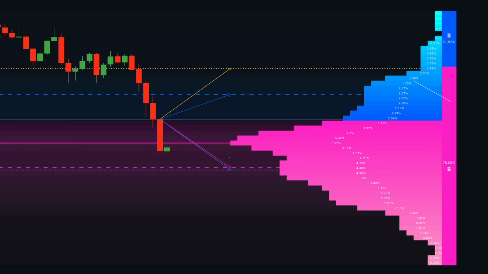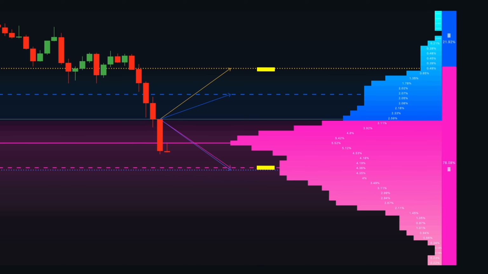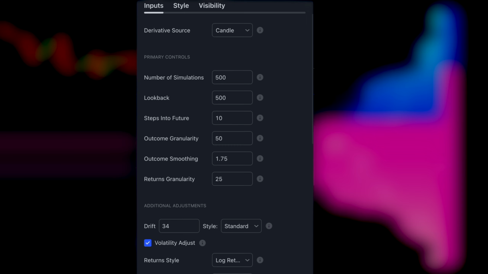You can use the range of outcomes to assess your risk and set a stop within a reasonable range of the desired target. By default, the indicator projects 10 steps into the future. However, this can be easily adjusted in the settings.